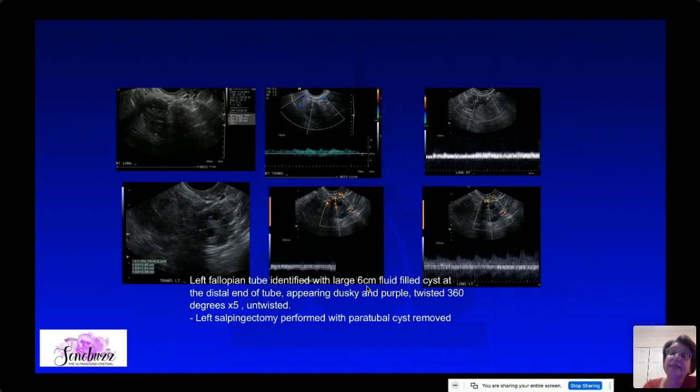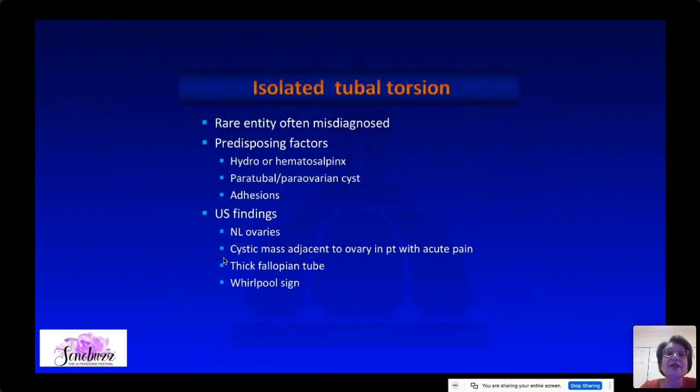And this is what happened at surgery. She had a 6-centimeter fluid-filled cyst at the distal end of the tube. The tube appeared dusky and purple and was twisted 360 degrees. It was untwisted, but ultimately they ended up doing a left salpingectomy with a large paratubal cyst that was removed. And it's likely that this paratubal cyst predisposed the fallopian tube to torsion. So isolated tubal torsion is really uncommon. It's often misdiagnosed. Predisposing factor is hydro or hematosalpinx, the presence of paratubal or para-ovarian cyst or adhesions.